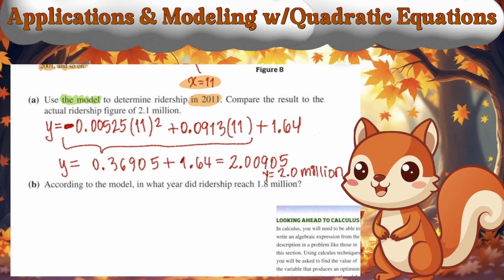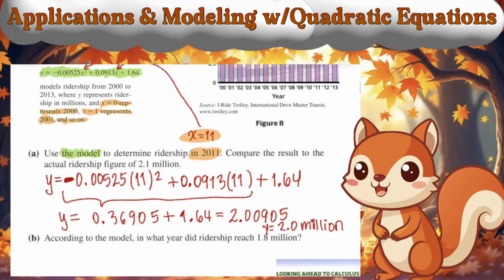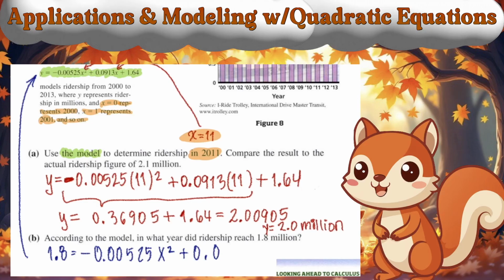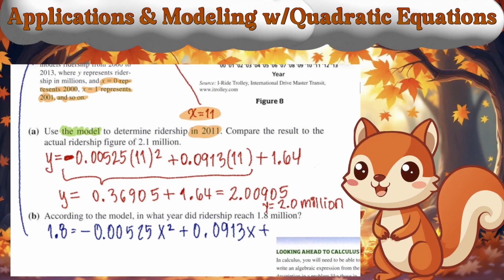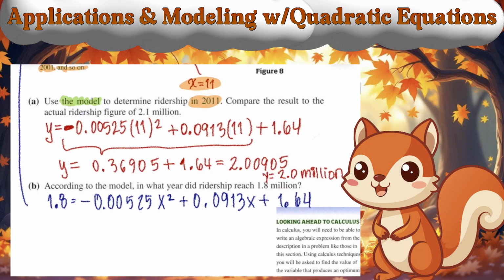So next part. According to the model, in what year did ridership reach 1.8 million? So again, I'm going to use this model again, but let's switch up a little bit. This time you're going to fill in 1.8 for your y value. So 1.8 equals negative 0.00525 x squared plus 0.0913 x plus 1.64.